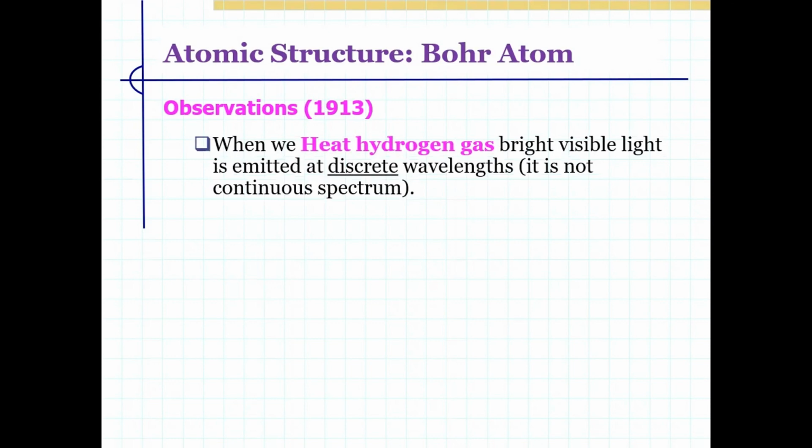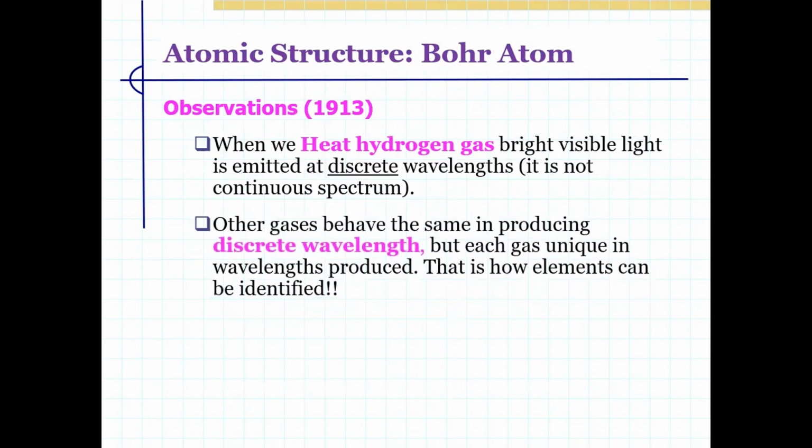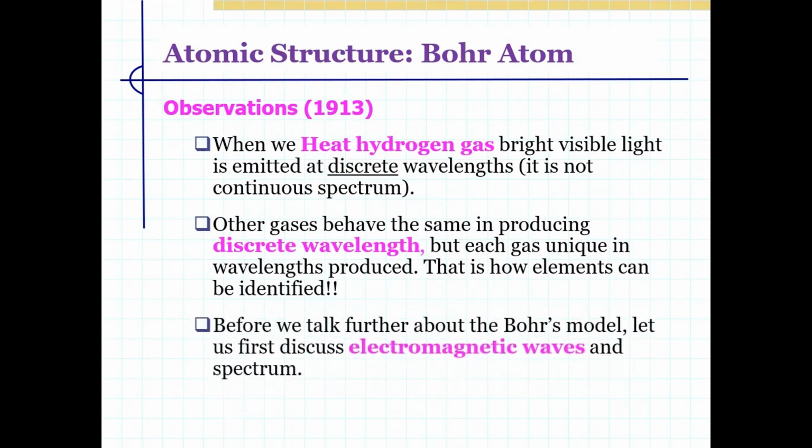When we heat hydrogen gas, bright visible light is emitted at discrete wavelengths, and it is not a continuous spectrum. Other gases also behave in the same way. They produce discrete wavelengths, but each gas has unique wavelengths, and that is how the elements are identified. Before we talk further about Bohr's model, let us first discuss electromagnetic waves and the spectrum.